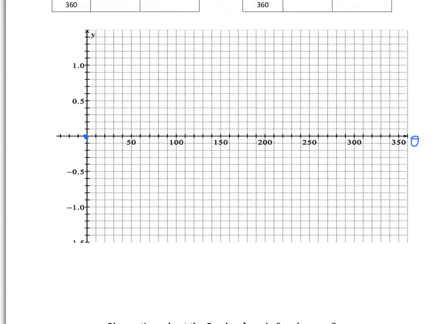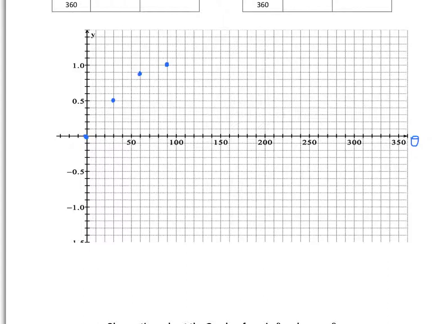Okay, when theta is 30, sine theta is 0.5. So at 30 degrees, we're going to put a dot at 0.5. When theta is 60, sine 60 equals 0.87, so almost at 0.9. It's a bit difficult with this app I'm using. Okay, that shouldn't be quite at 0.9, but you get the idea. 90 is 1, so sine 90 is 1.